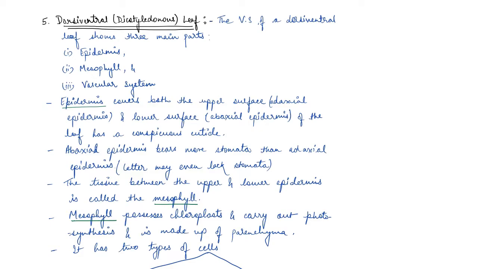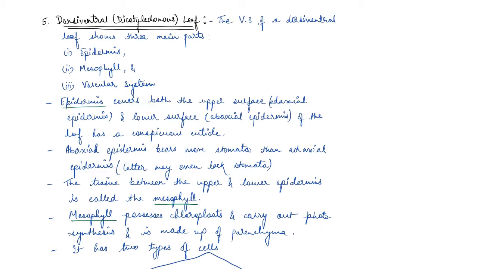So let's start with the dicot leaf first. Basically the dicotyledonous leaf is also known as dorsiventral leaf, right? So let's see how the dorsiventral leaf, a dicot leaf, looks like. If we cut a vertical section of a dorsiventral leaf through the lamina, you know what lamina is?